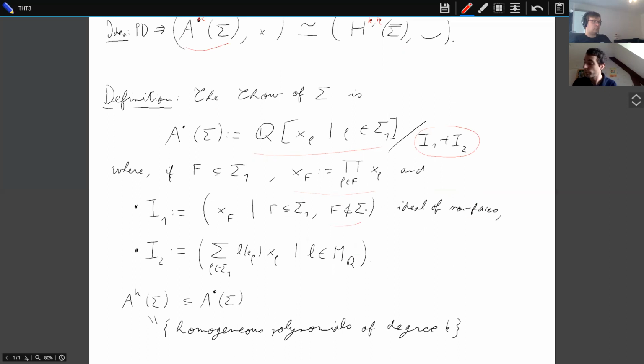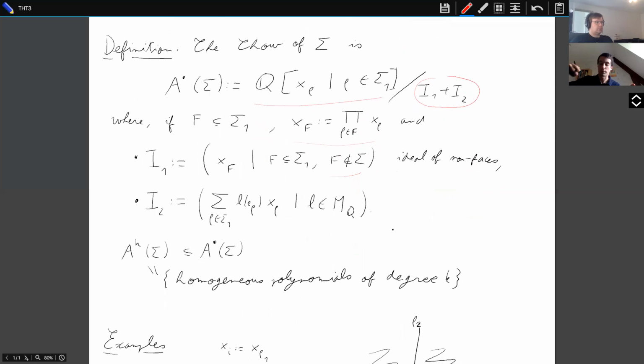And I2 is generated by the linear maps. If you take a linear map L, you look at the sum of L evaluated at e_rho times X_rho, over each ray, and you quotient by this. Here you have a natural grading, given by the degree of the polynomials. So let me give some examples.